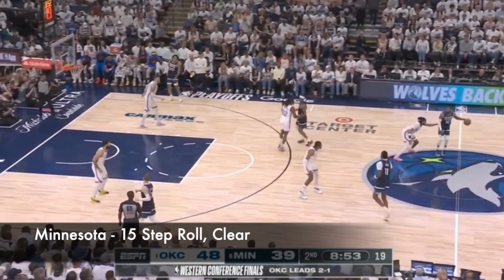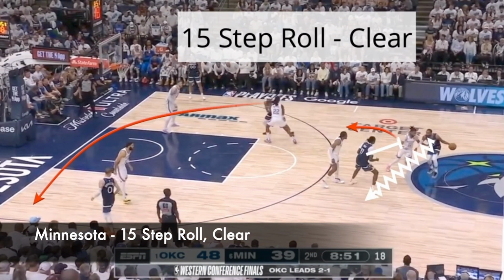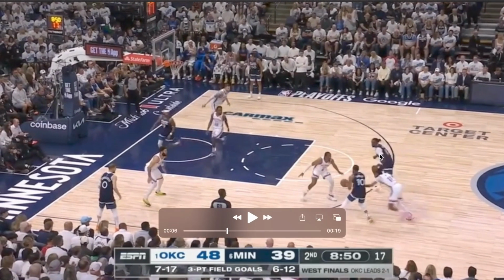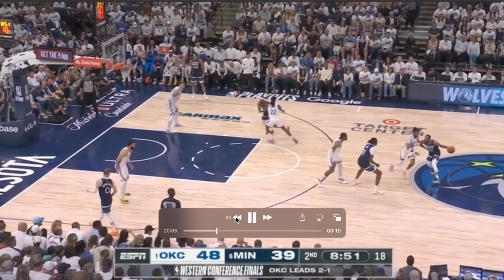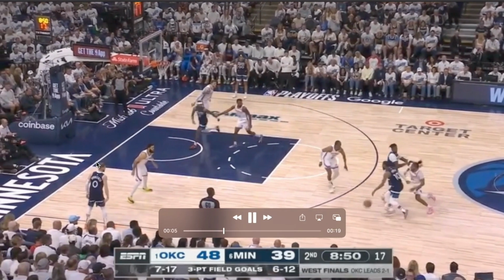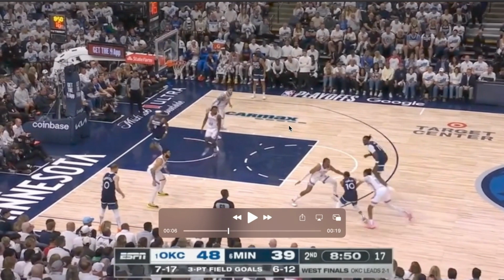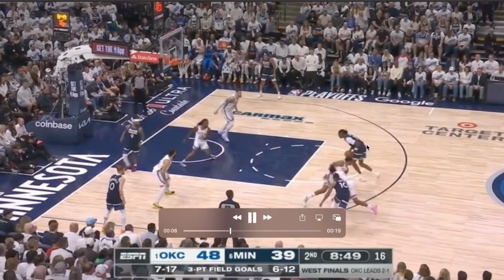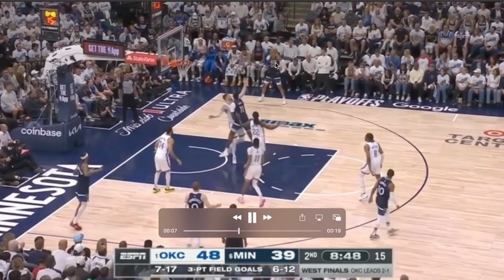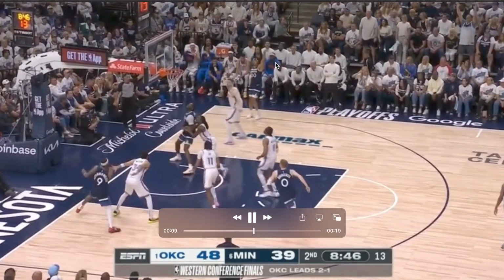This is a great after timeout set from Minnesota. It's a 1-5 step-up screen with Naz Reid short rolling to where they just cleared out from that horn set. So right here, Nickeil Alexander-Walker is going to clear through. Now this is going to create a double gap for Naz Reid to play in that short roll. So once he catches it, he recognizes they're helping off Terrence Shannon in the strong side. He makes the simple read for a wide open corner 3.